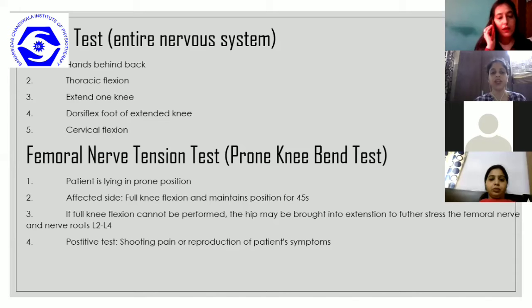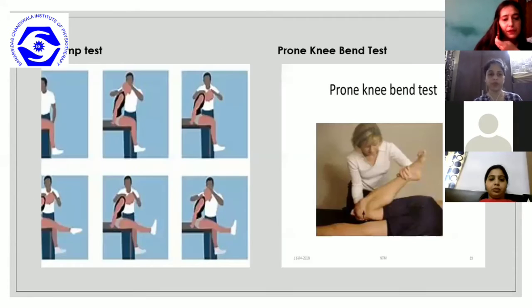So the patient should be lying in prone position, affected side, full knee should be flexed, and the flexion of the knee should be maintained for 45 seconds. If full knee flexion cannot be performed, then the hip should be brought into extension and further stretch, testing the nerve roots L2 to L4. A positive test is shooting pain or reproduction of the patient's symptoms.